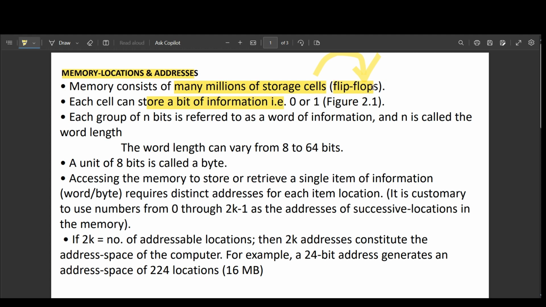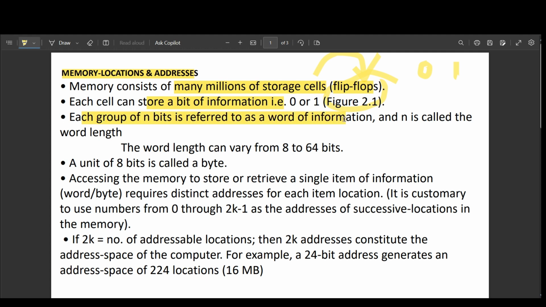You will be studying about flip flops in module 1 or module 2, which I will be covering in the later stages. A flip flop is one that stores either 0 or 1. So where will the flip flop be present? It will be present in the memory. In other terms, memory consists of many millions of storage cells. Each cell can store a bit of information, either 1 or 0. So let's get into the next point.